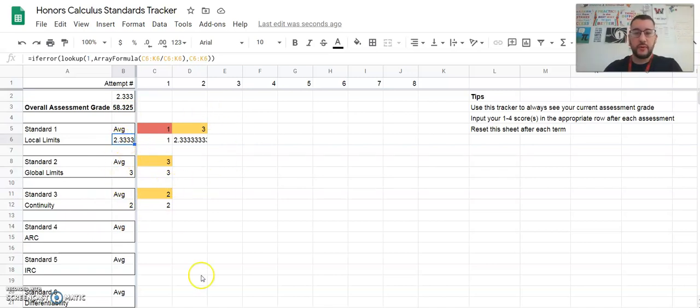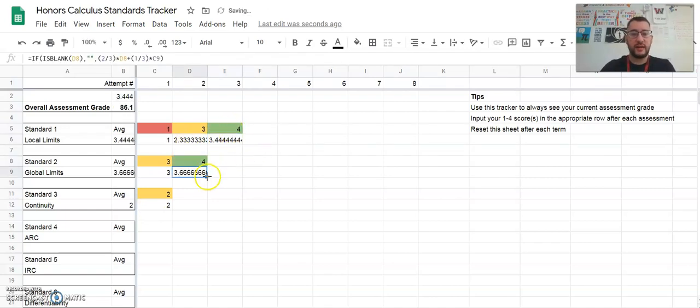So then one more time this quarter, you get an assessment on standards 1, 2, and 3. And again, you look over what you did the first time around and you are assessed again with very similar questions. You know what to expect. So on local limits, you finally get it. You get a 4. Perfect. On global limits, you improve as well. And on continuity, you're not quite perfect, but you do improve and you end up with a 3. So now if you look at your average scores and we find the median of these 3 numbers, the median is the 3.44. The 3.44 divided by 4 is going to give me an 86%.